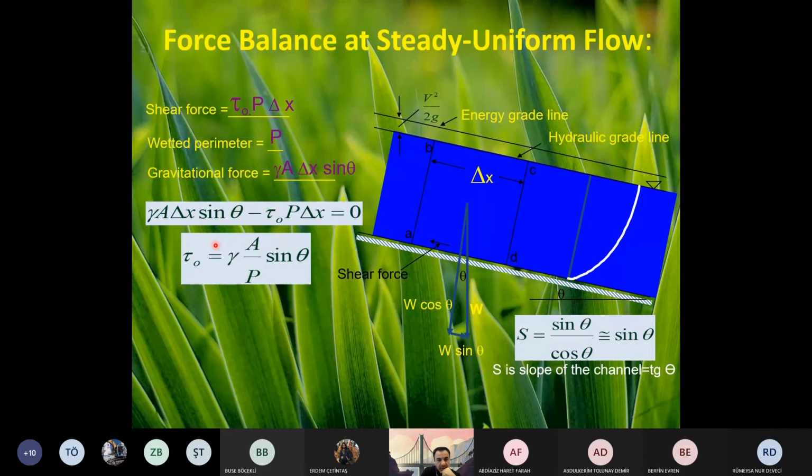And we can now calculate shear stress from this equation. Therefore, shear stress equals gamma times A over P sine of theta. Is something in this formula familiar to you? What? Hydraulic radius, A over P. A over P is hydraulic radius.